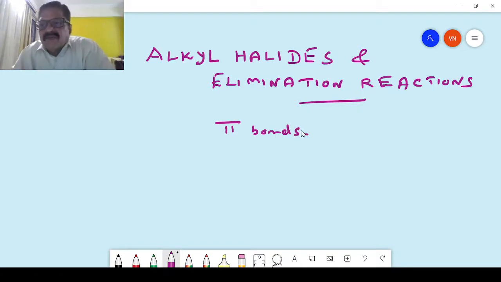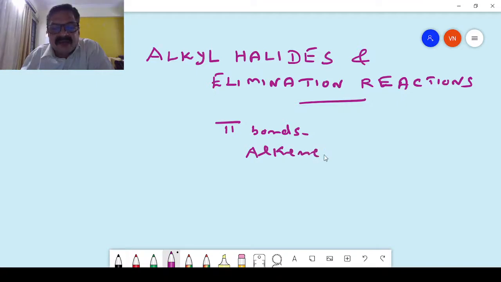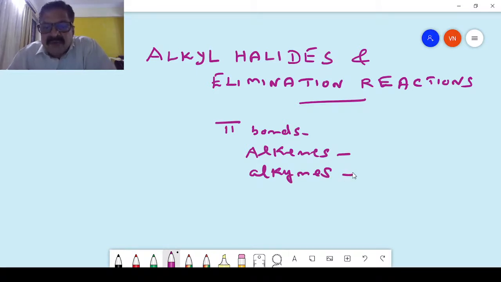This is the synthetic value. That is, elimination reactions introduce pi bonds into organic compounds. So they can be used for the synthesis of alkenes and alkynes. Alkenes are hydrocarbons, you know that. Alkenes are hydrocarbons containing one double bond, that is one pi bond, and alkynes are hydrocarbons containing two pi bonds, that is a triple bond. Hydrocarbons that contain one and two pi bonds, that is alkenes and alkynes here.